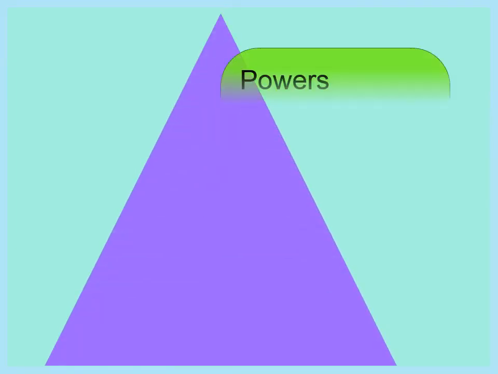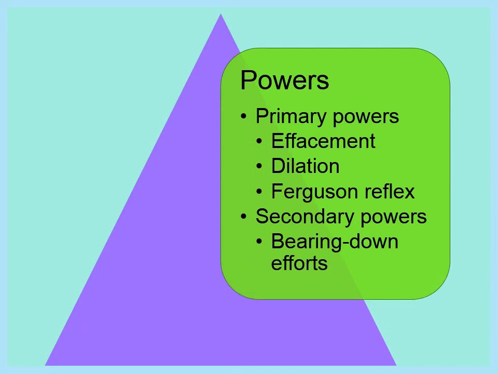The powers include both voluntary and involuntary powers. The primary powers are the involuntary powers of uterine contractions that cause effacement and dilation. Once the cervix is dilated, voluntary powers, the bearing down efforts by the mother, are the secondary powers.